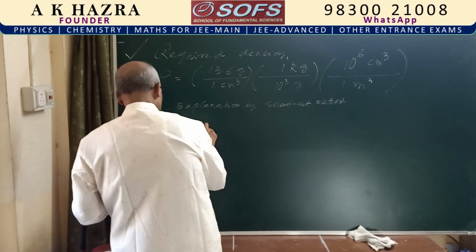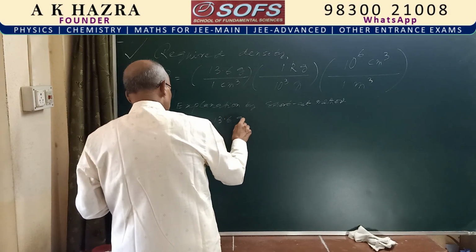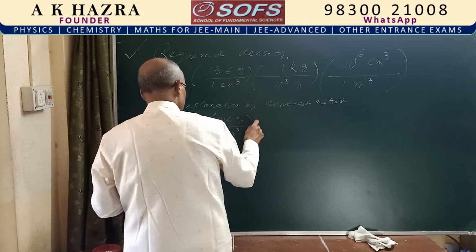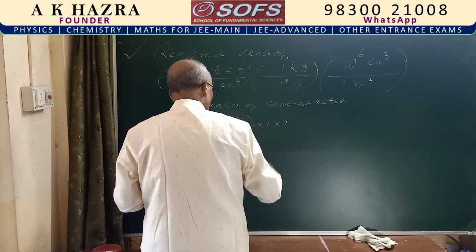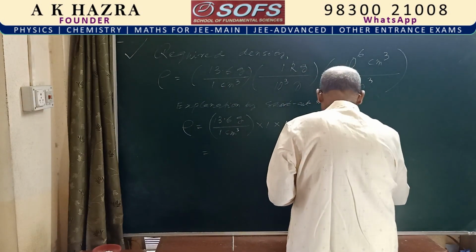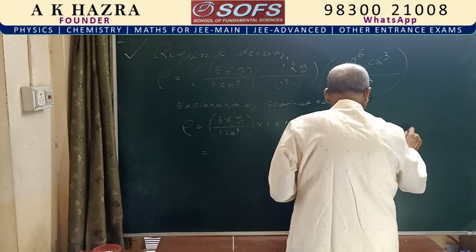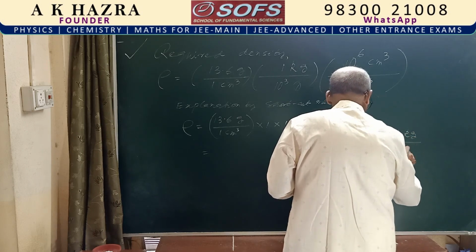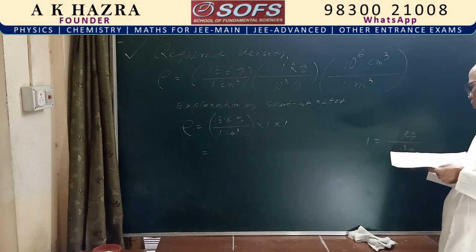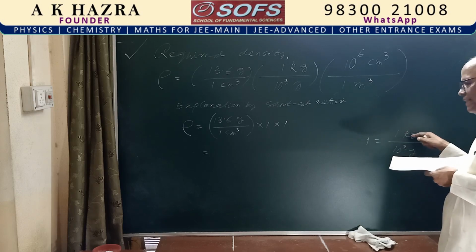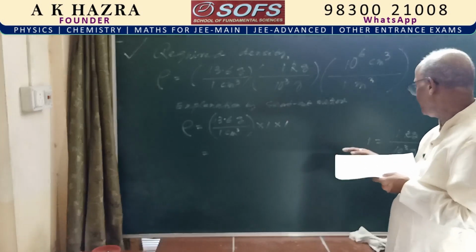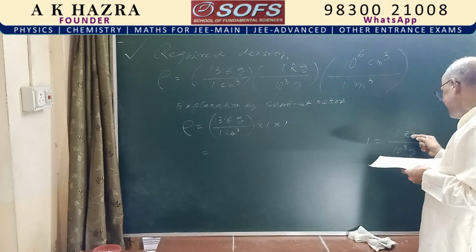Density rho given, 13.6 gram by 1 cubic centimeter into, I can write, 1 into 1. Now you see this 1 equals, already you have explained, 1 equals to what? 1 kg by 1000 gram. We know 1 kg is equal to 1000 gram. So if we divide by 1000 gram, we can have 1 kg by 1000 gram. Or if we divide by 1 kg, it will be 1000 gram by 1 kg. But we need gram in the denominator, that's why I have chosen 1 is equal to 1 kg by 1000 gram.